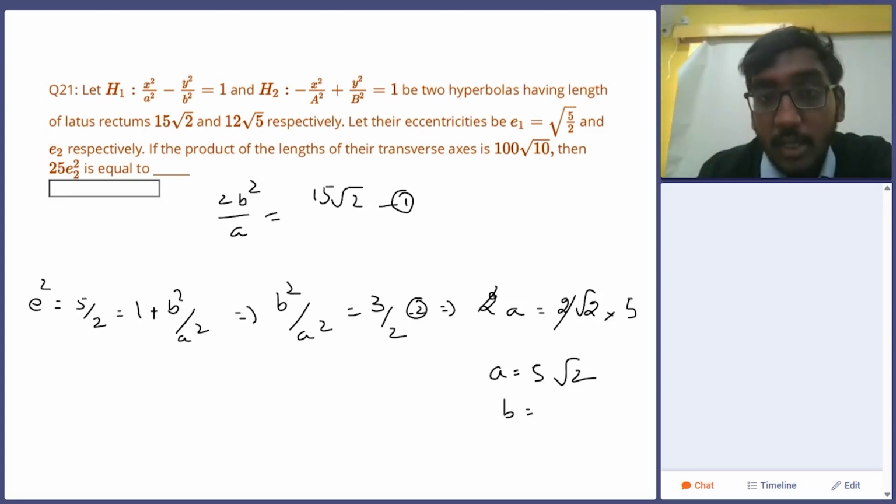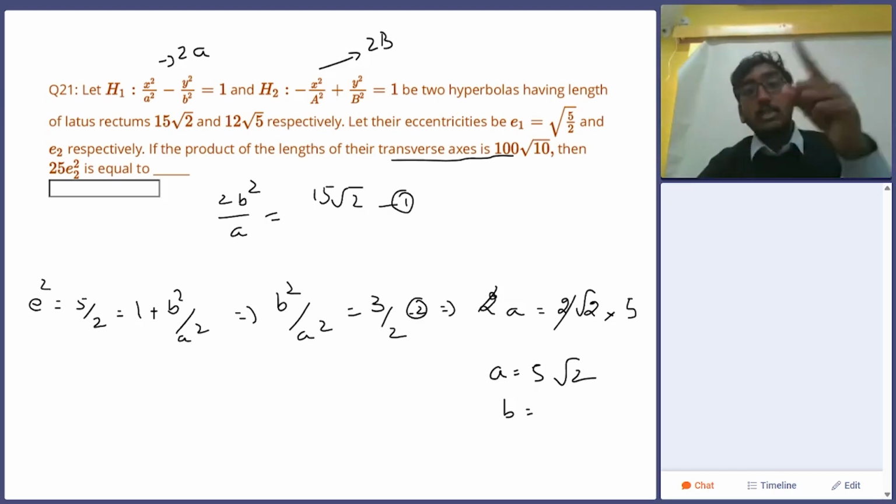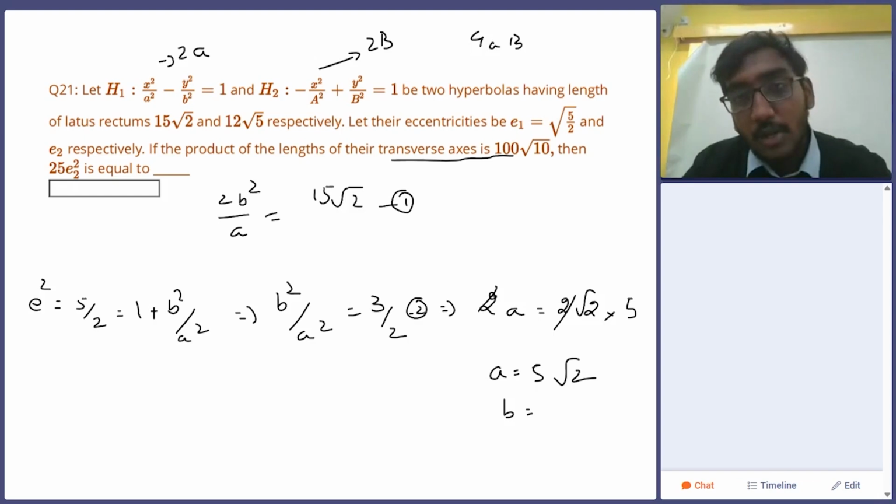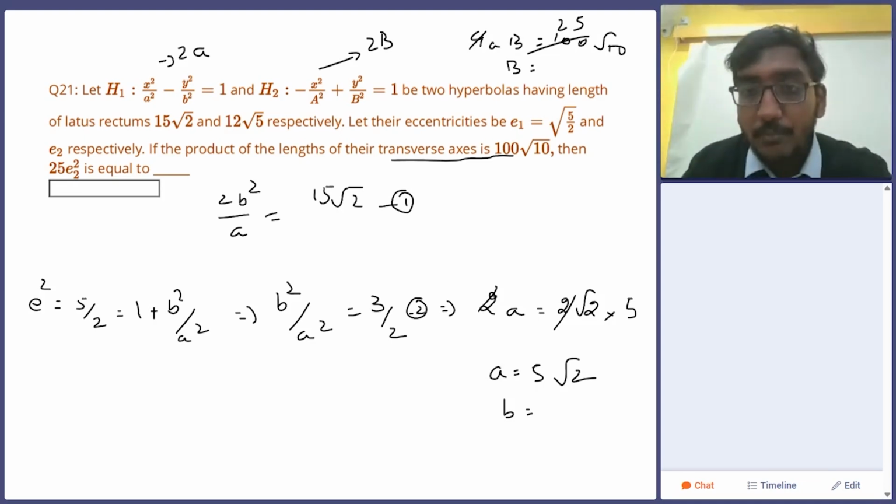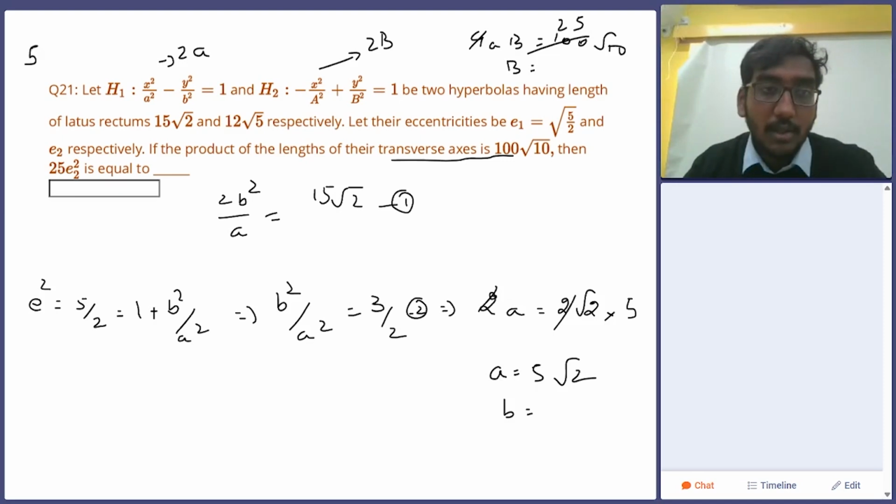One more thing is given, the product of the lengths of the transverse axes. Here the length of the transverse axis will be 2a, right? And here the length of the transverse axis will be 2 capital B, because it is minus x square by a square plus y square by b square. So 4aB is known to be 100 root 10. Cancel these two. So capital B will be 25 root 10 divided by 5 root 2, which is 5 root 5. Okay, B will be 5 root 5.